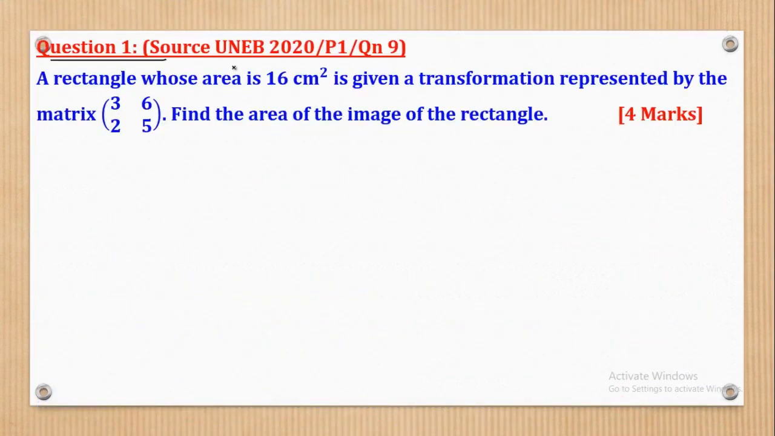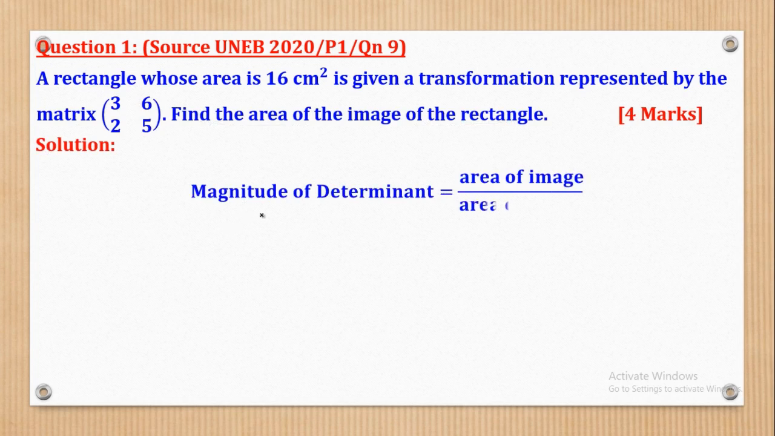So question 1 came from UNEB 2020, which is last year, paper 1, question 9, and says a rectangle whose area is 16 centimeters squared is given a transformation represented by the matrix 3, 6, 2, 5. Find the area of the image of the rectangle.